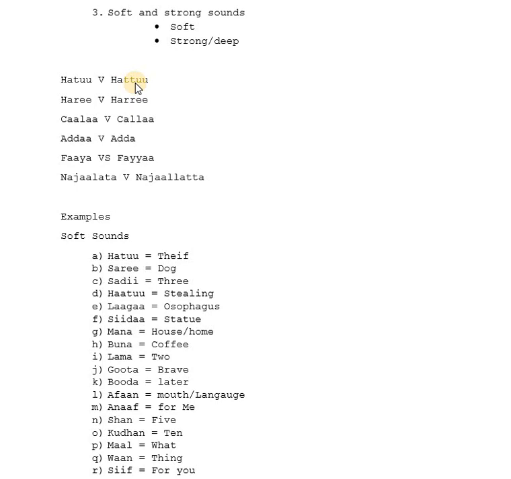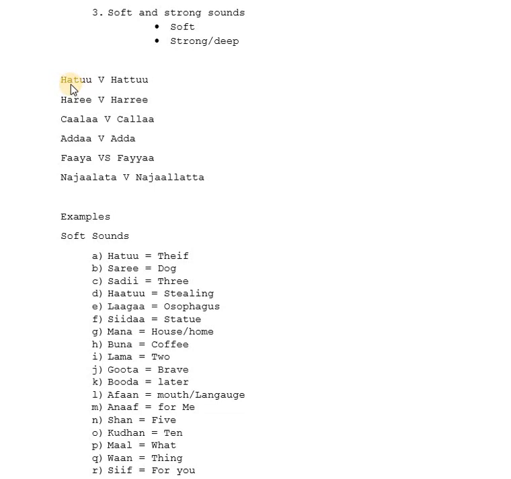Hatu, hatu. So in the deep or strong word, we clearly articulate the sound, clearly say it deeper. Hatu, very soft. We said T already. Hatu, hatu. Hare. Now you can say this. Hare, hare. Hatu, hatu. Hare, hare. These are completely different words, completely different meaning.